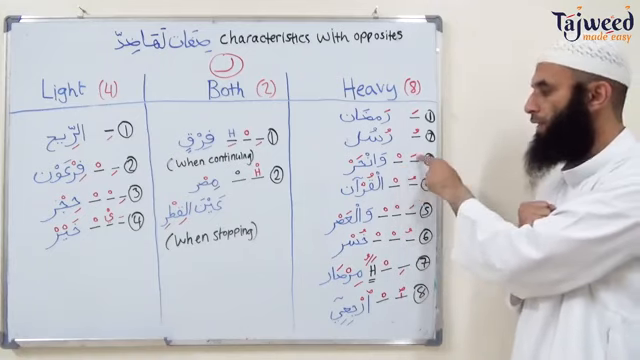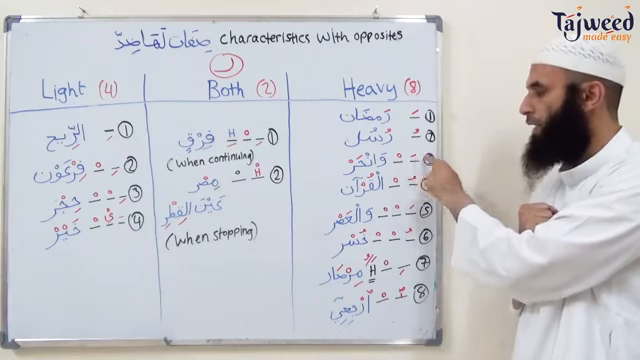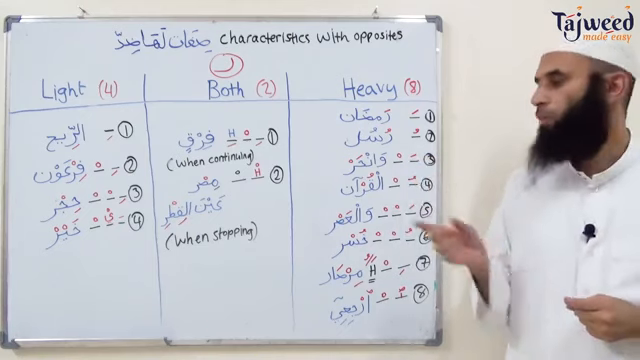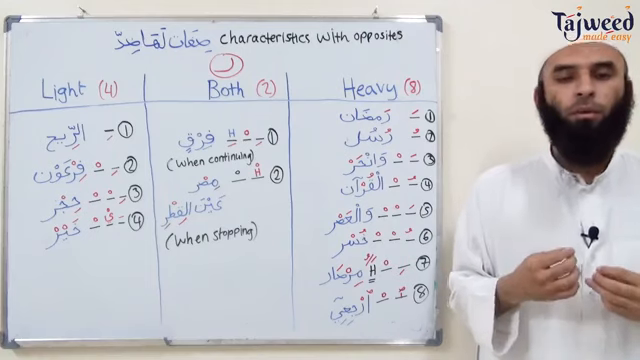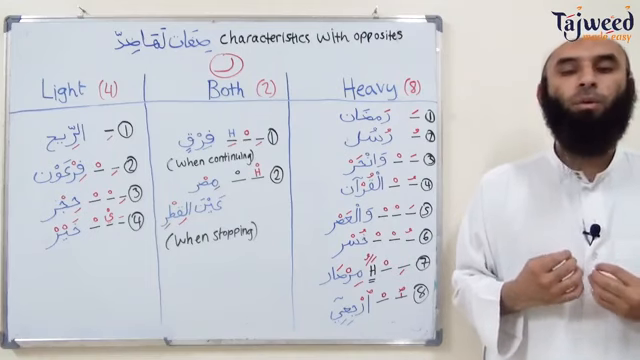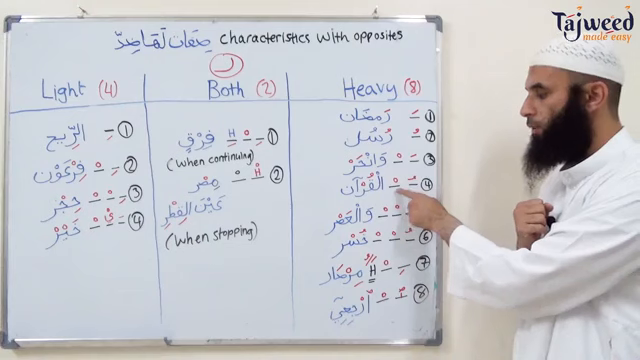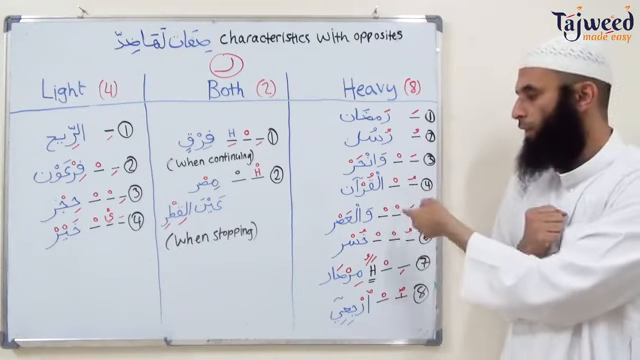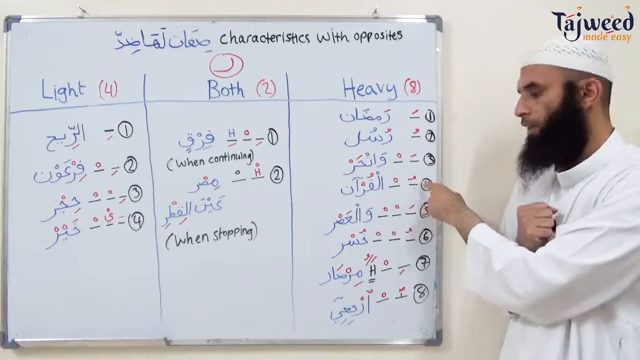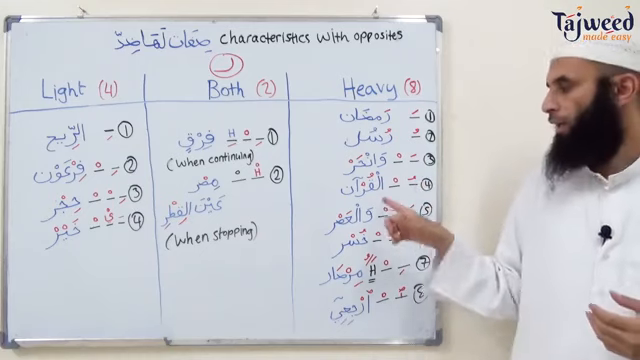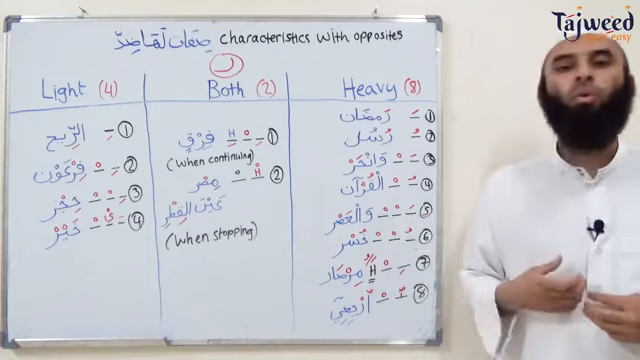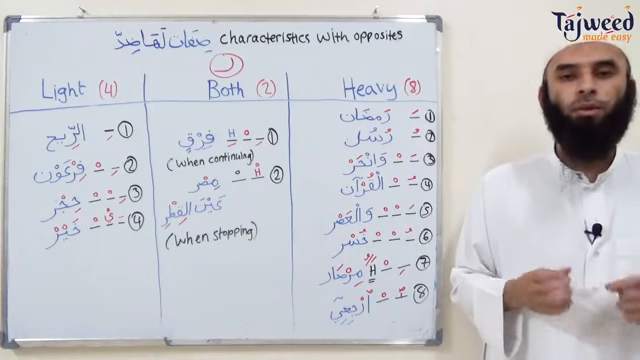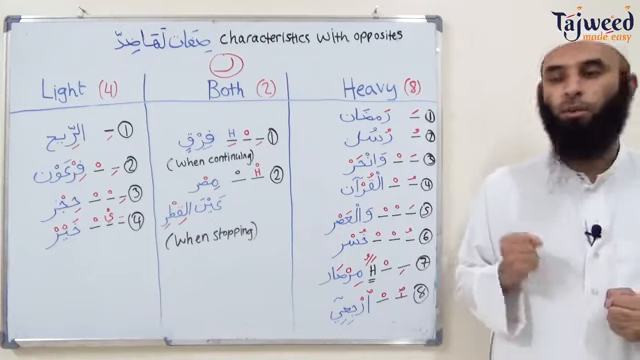If the previous letter has a fatha, so ra has a sukun, previous letter has a fatha, like the word wanhar, we're going to pronounce ra in a heavy manner. Wanhar. When ra has a sukun, situation number 4, we look at the previous letter. If the previous letter has a dhamma, then we're going to pronounce ra in a heavy manner. Like the word Quran. Al-Quran. Not Quran, but Quran.